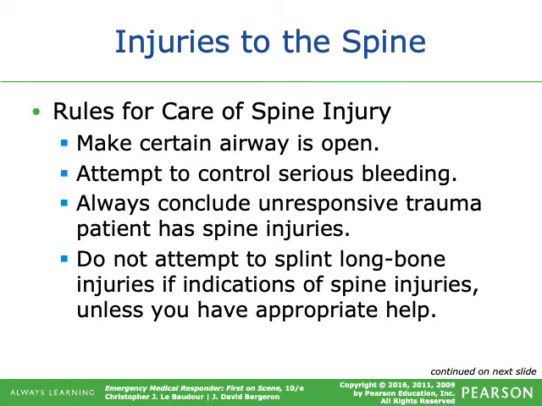Alright, make certain that the airway is open. Attempt to control serious bleeding. Always conclude an unresponsive trauma patient has spinal injuries. Do not attempt to splint long bone injuries if there are indications of spine injuries unless you have appropriate help. So what this is saying is if somebody's unresponsive and they sustain trauma, just always assume that they have sustained some type of spinal injury and go ahead and immobilize them fully on a long spine board.